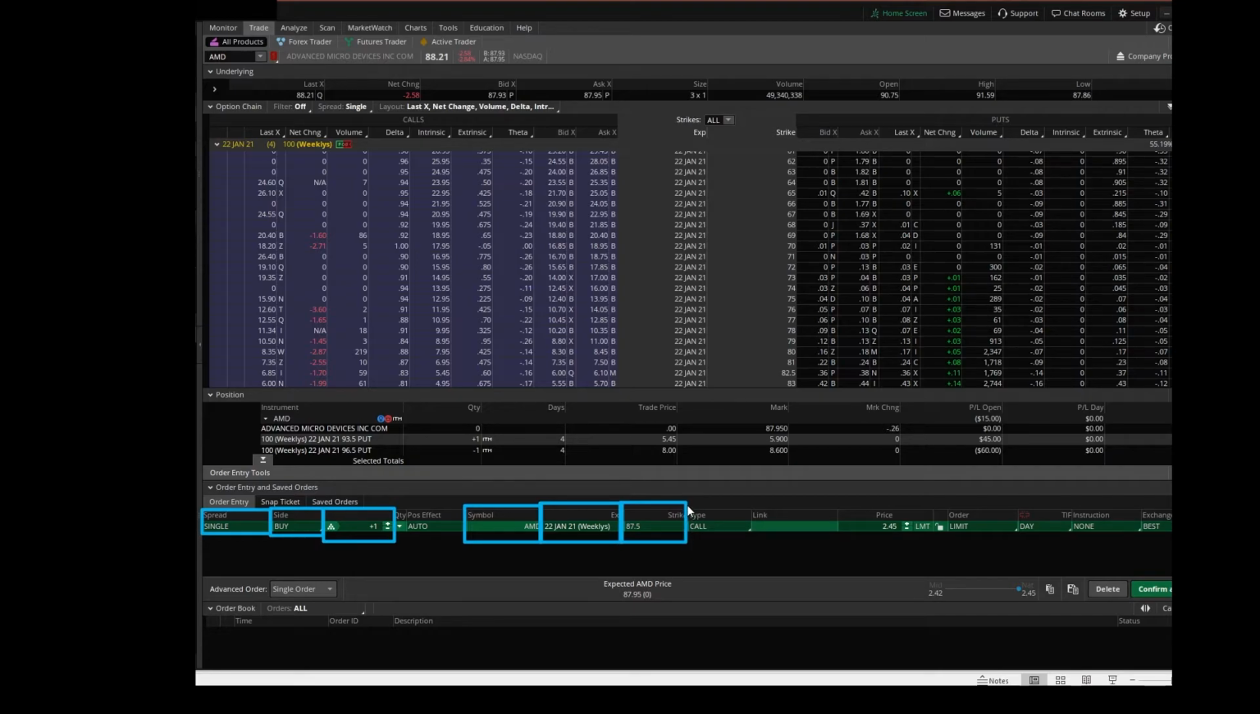We are purchasing a call at the 245 per contract. Also, make sure the order says limit, because this will tell the broker that you don't want to buy the option at anything higher than 245.